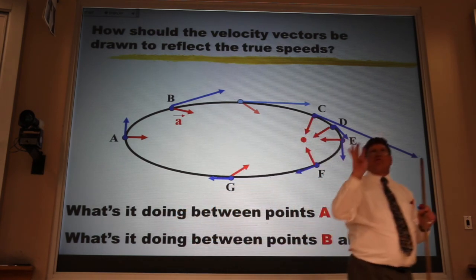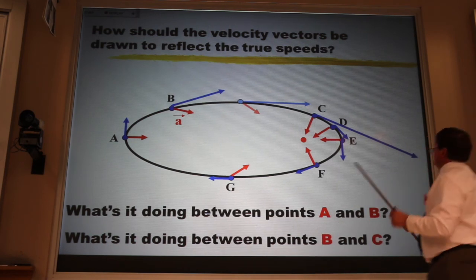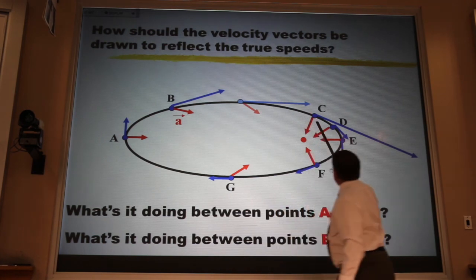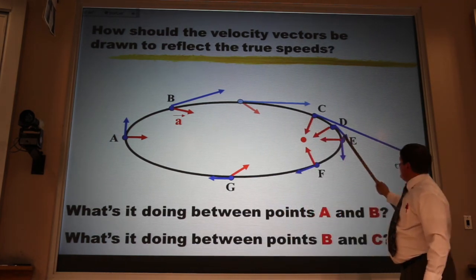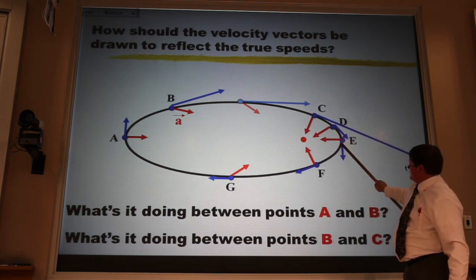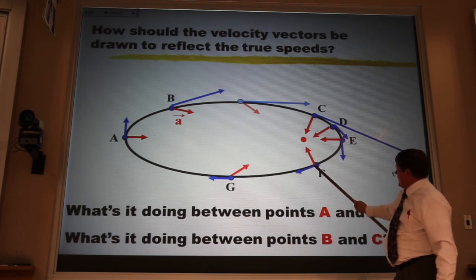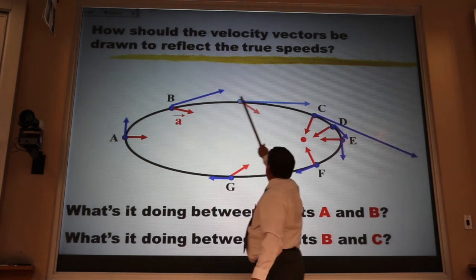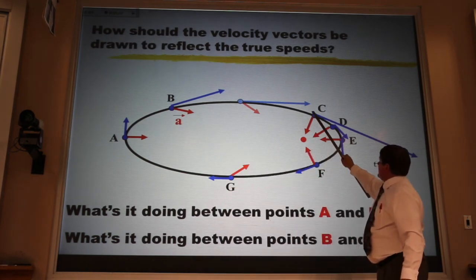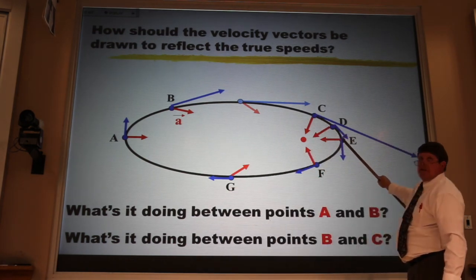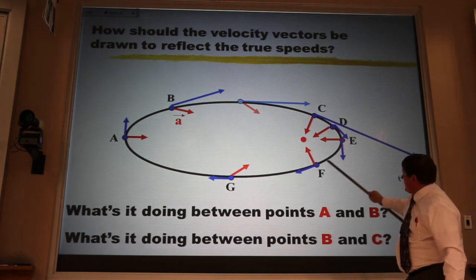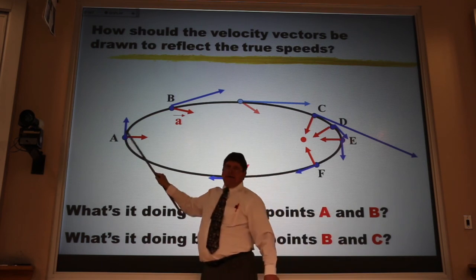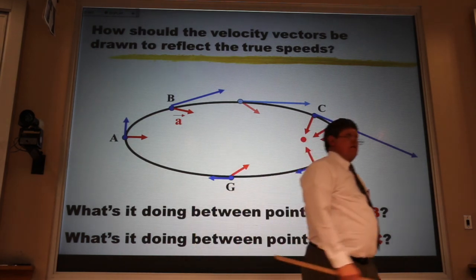Now you'll notice there are four transition points in this problem. This is a transition point that's 90 degrees. This is a transition point that's 90 degrees. And this is a transition point. So this object was speeding up till it got to C. It slows down till it gets to E. It speeds up until it gets to F. And it slows down till it gets to A. Check that your neighbor followed that, please.